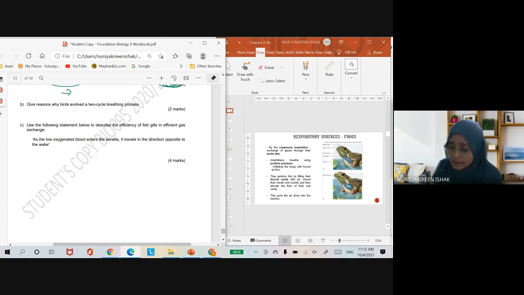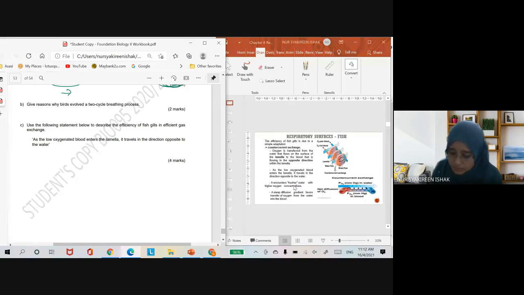So if you refer to your notes here, inilah gambar ni kan. So this is fresher water, okay, as it passes or flows, passes by the blood, okay, in the blood vessels within the lamella. Tengok so water flows in the opposite direction as blood. So the concentration of oxygen in the water is always higher, okay, is always higher at each point as it passes the blood in the blood vessels in the lamella.